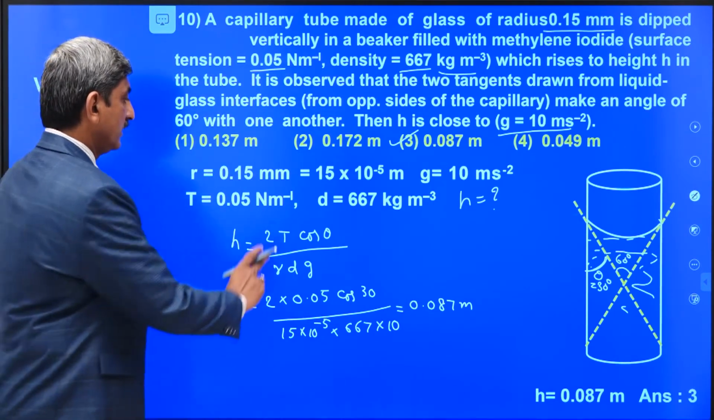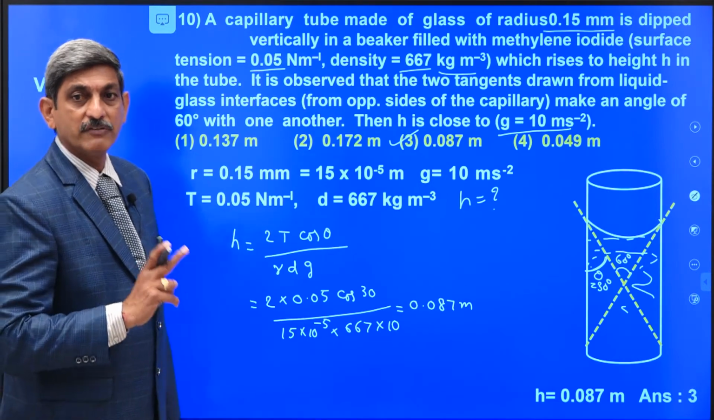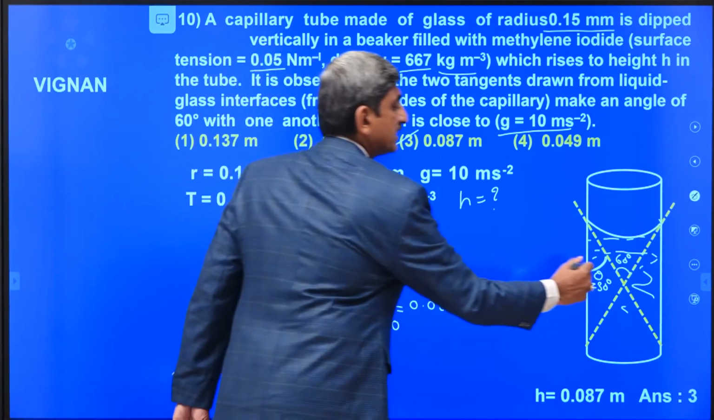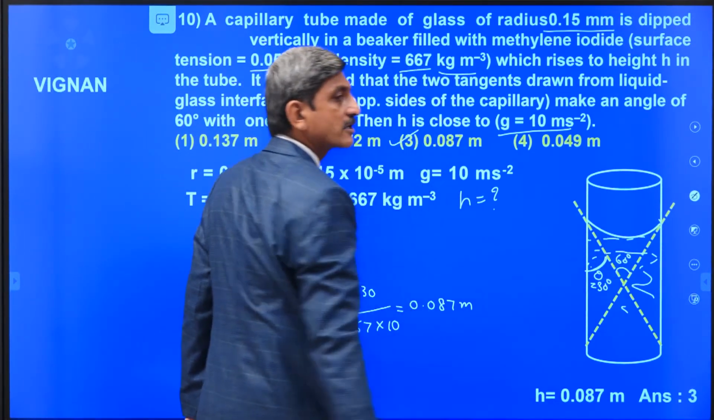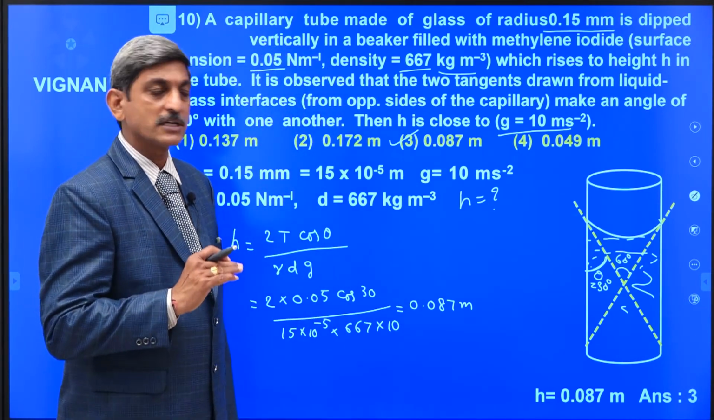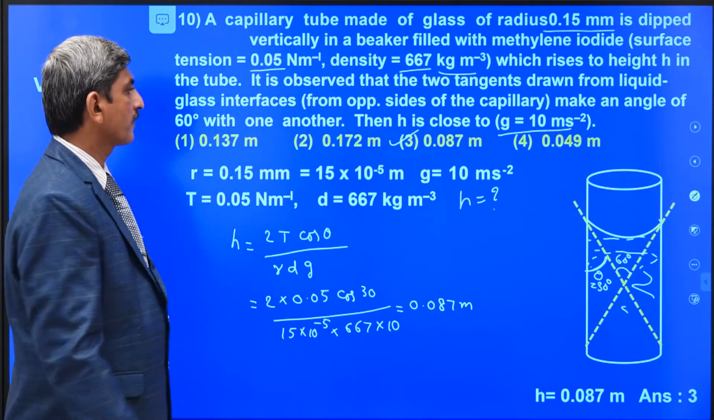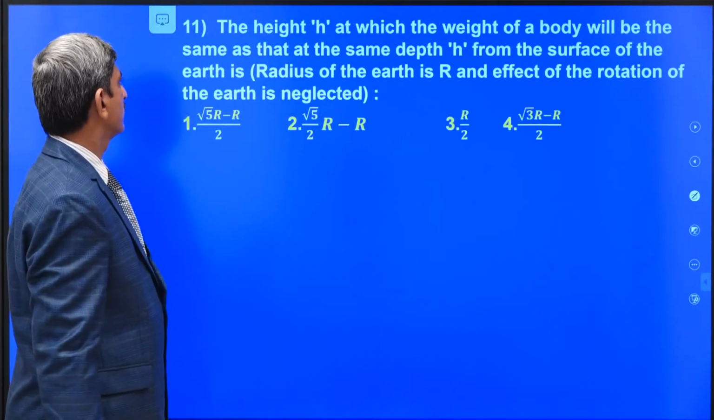Here in this equation, this theta is the angle of contact. Without giving the angle of contact, this angle is given to confuse you in the examination. So using that angle, we have to identify the angle of contact value, then we can solve the problem for getting the capillary rise. Come to the next problem.